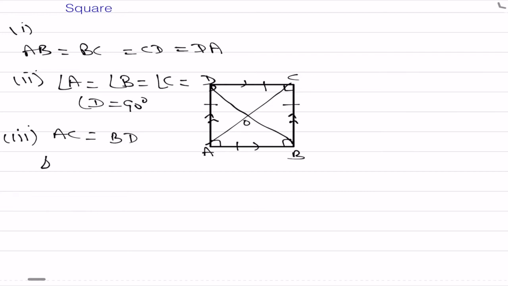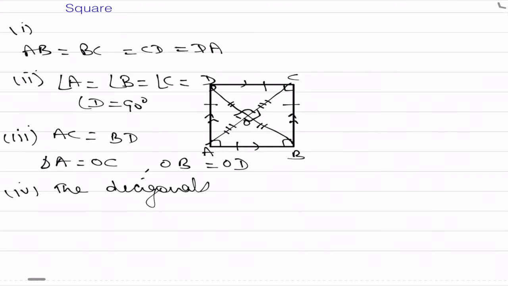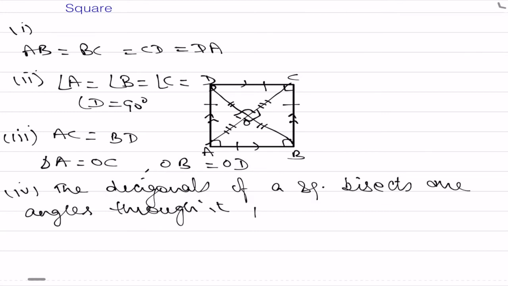Second, they bisect each other also. Third, they bisect each other at 90. The diagonals of the rhombus as well as the square both bisect each other at 90. And the last property of the square is that the diagonals of the square also bisect the angle through which they pass. So it's the same as the rhombus. The diagonals of a square bisect the angle through which they pass.